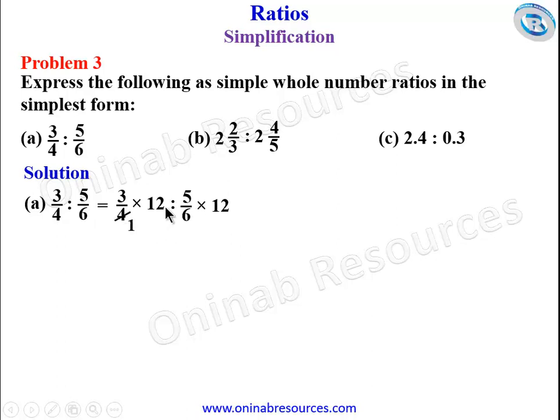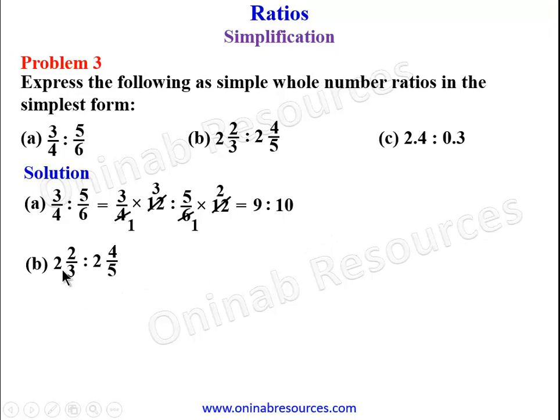4 goes into 12, 3 times. 3 times 3 gives 9. Then, 6 goes into 12, 2 times. 5 times 2 gives 10. So we have the fractional ratio simplified as a simple whole number ratio of 9 ratio 10. And that's all for A. We then go for B.